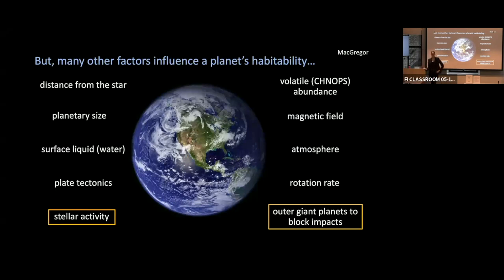So are you separating habitability from life being able to originate on that planet? Because you can imagine that some properties may be better for life starting versus if an extraterrestrial species got on a planet, would they be able to survive? Right, yes, that's a totally good question.